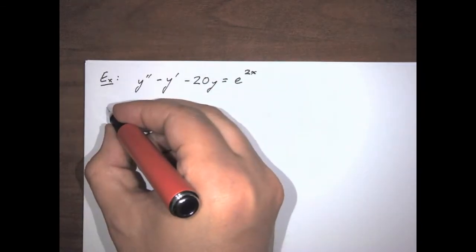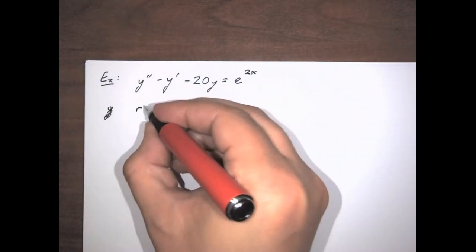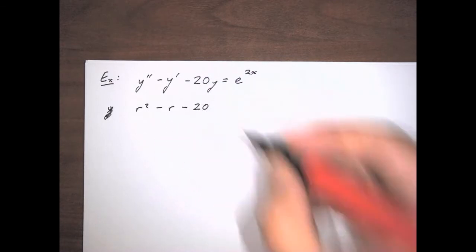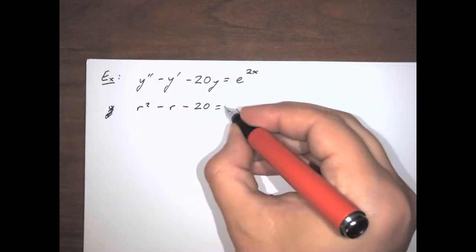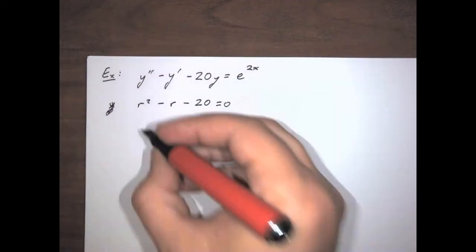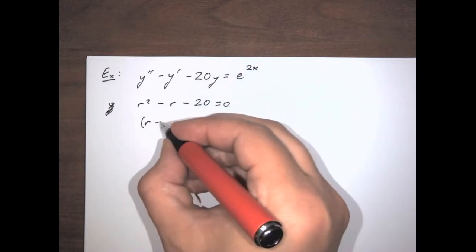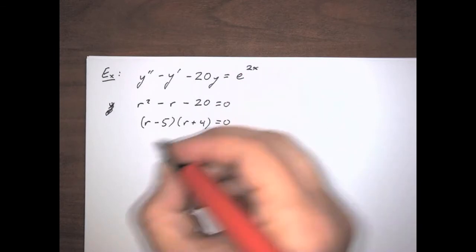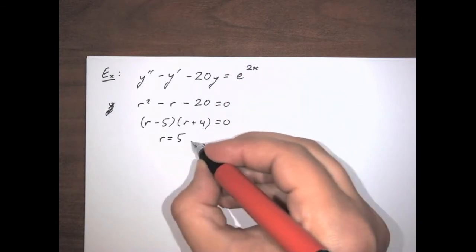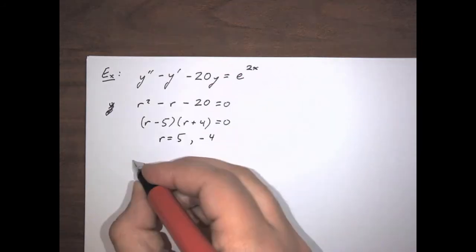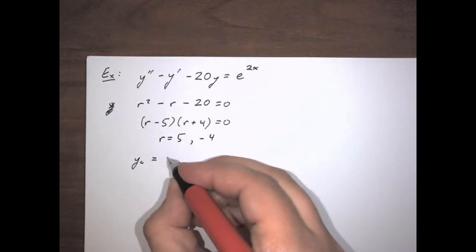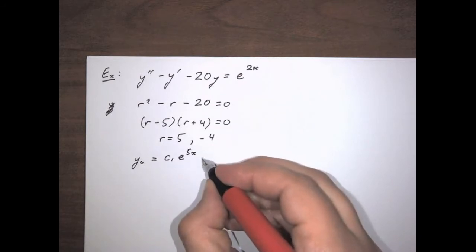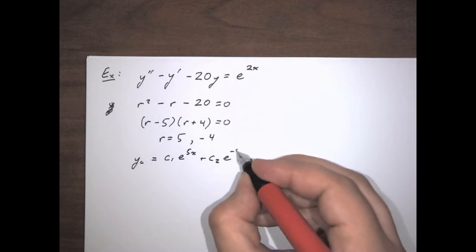So now, again, to find the yc, we would need to set up the characteristic equation. So r squared minus r minus 20 equals 0, which then factors to r minus 5 times r plus 4 equals 0, which gives you r equals 5 and r equals negative 4, which gives you a complementary solution of yc equals c1 e to the 5x plus c2 e to the negative 4x.